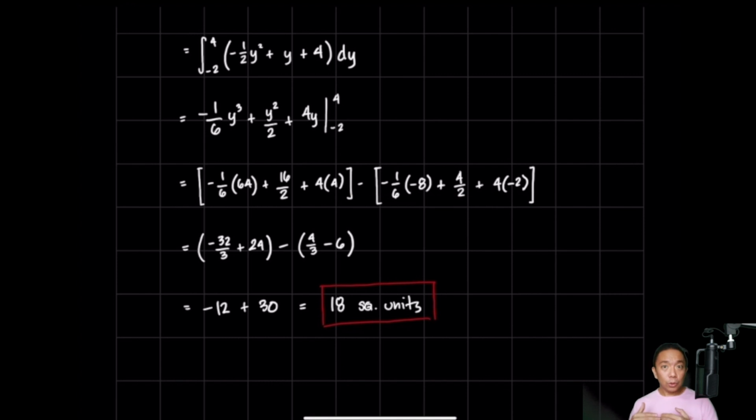So you could go back, no, dun sa example natin na to when we were talking about vertical strips, at 18 din yung nakuha natin. Siyempre, dapat consistent yung answers natin. But you will notice that for this problem, we only evaluated one integral.